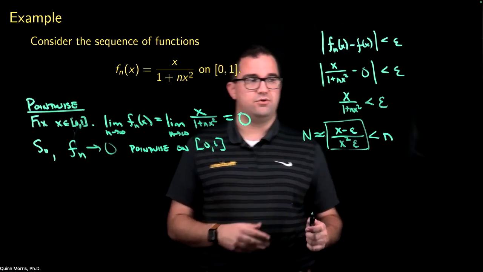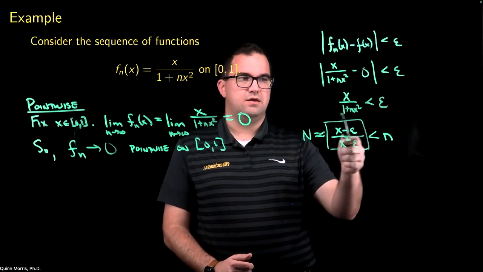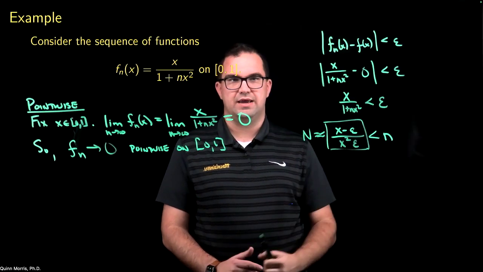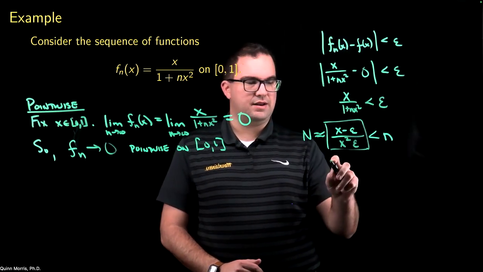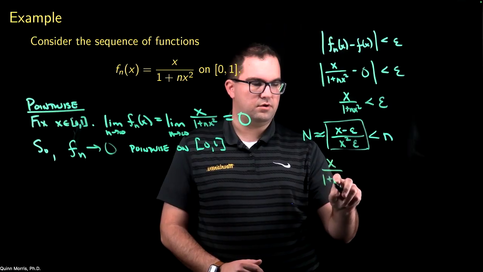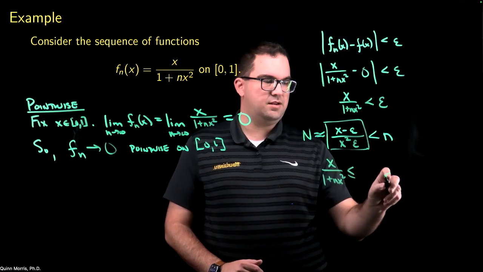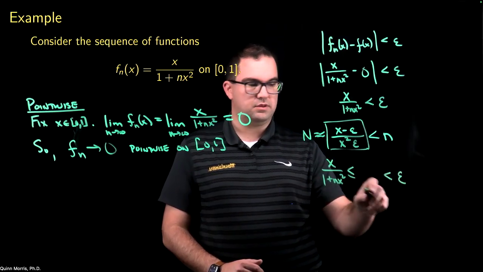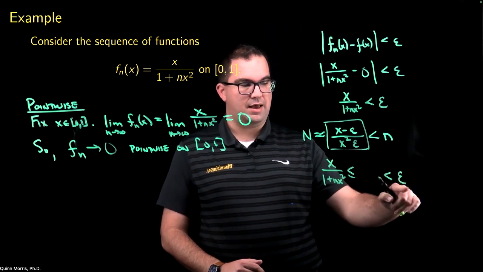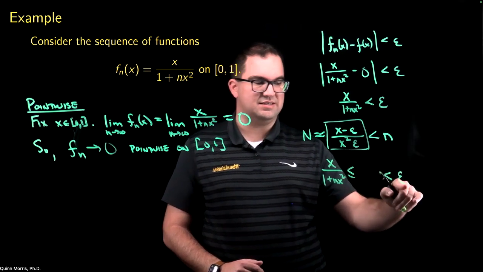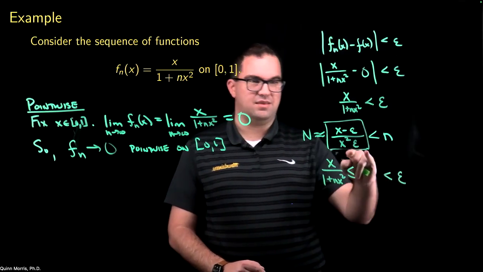Let's think about how we might do that. Well, if I look at this, this is really just my function again, right? So what I might want to do is try to find an upper bound for this function that is independent of x. And then I will make sure that my capital N is chosen so that this thing is less than epsilon, which will make this less than epsilon. Now the question is, how do I find the thing that's in here?